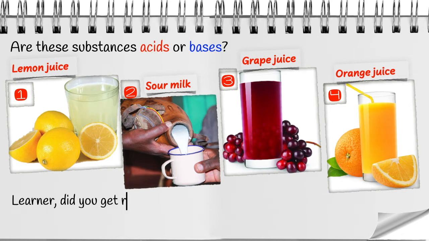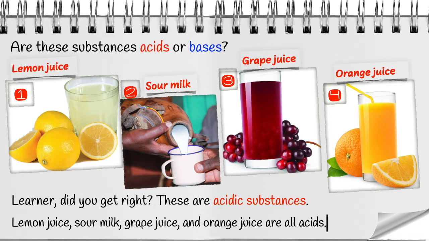Learner, did you get it right? These are acidic substances. Lemon juice, sour milk, grape juice, and orange juice are all acids.